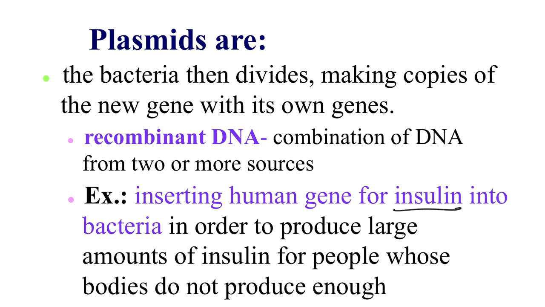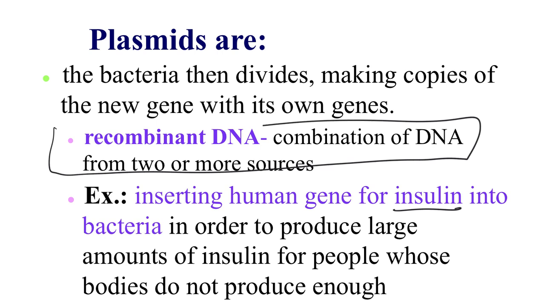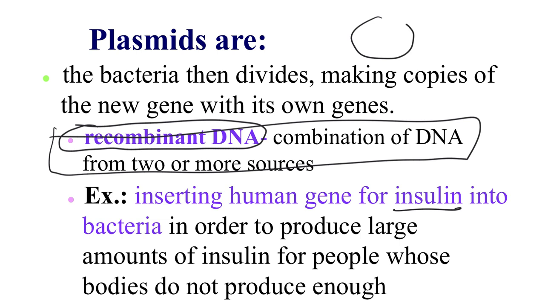Okay, so here's a term that we need to know. Whenever you have DNA from two different species of organisms combined together by genetic engineering, you have formed what is called recombinant DNA. So the plasmid with the human gene for insulin in it is an example of recombinant DNA.